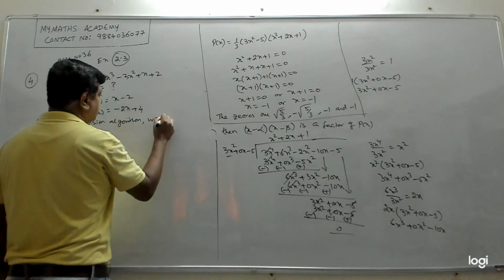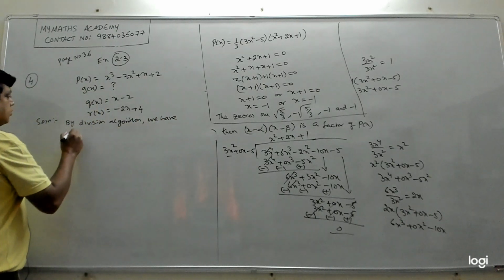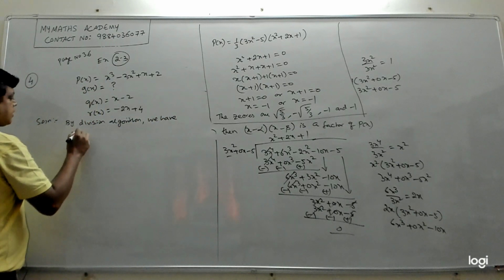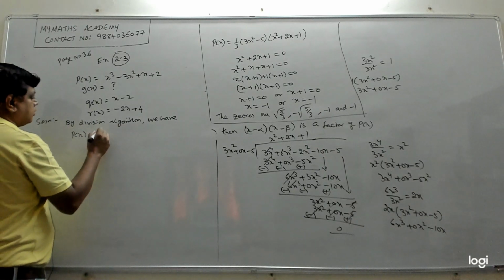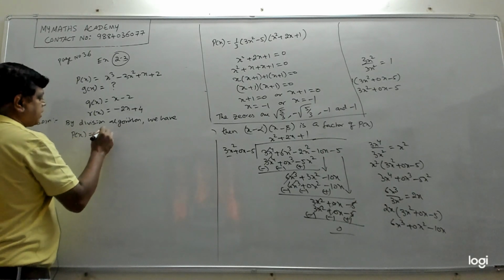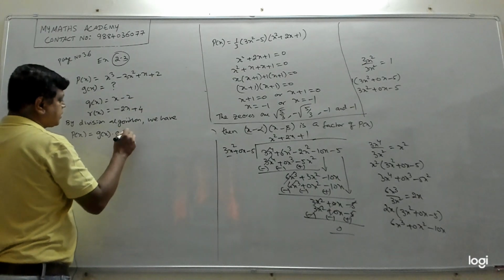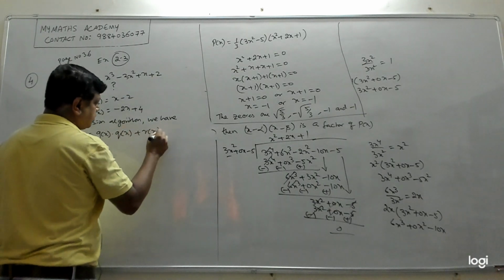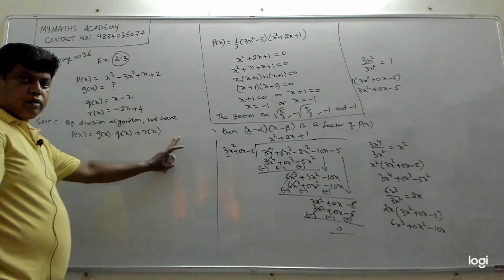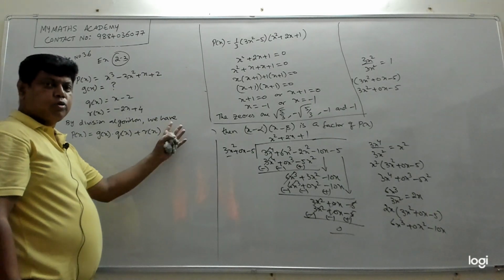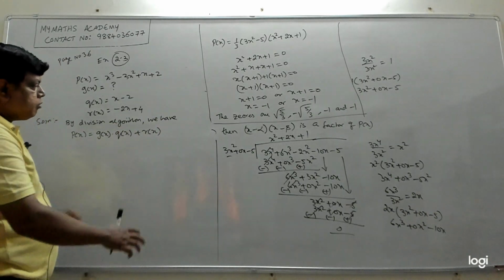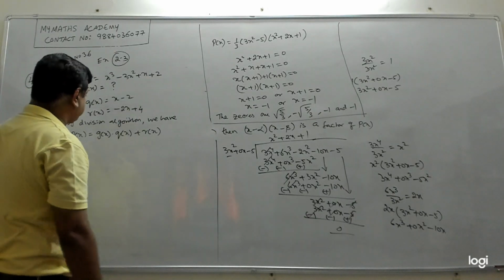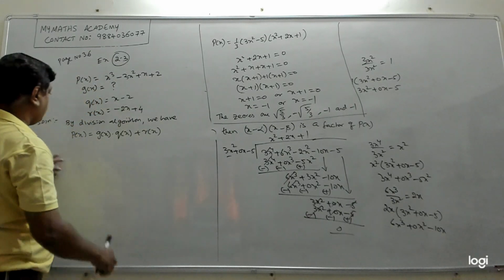We have p of x is equal to g of x into q of x plus r of x, and we also have one more condition for the division algorithm that talks about the degree. That is okay. For this problem, we don't have to worry about the second part of that.